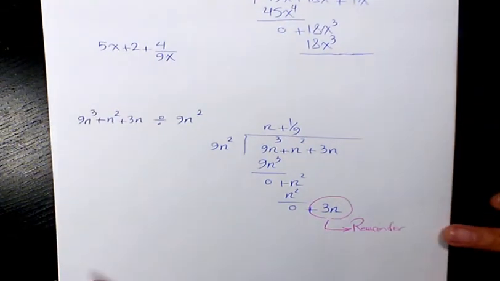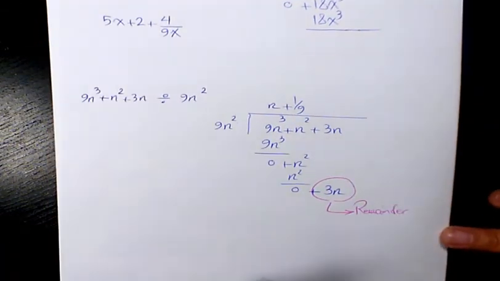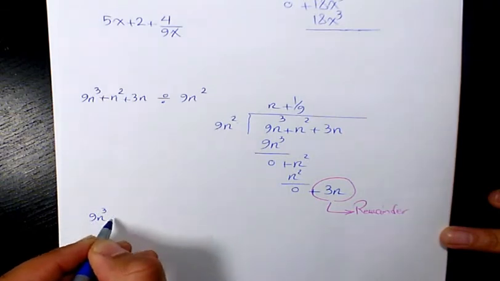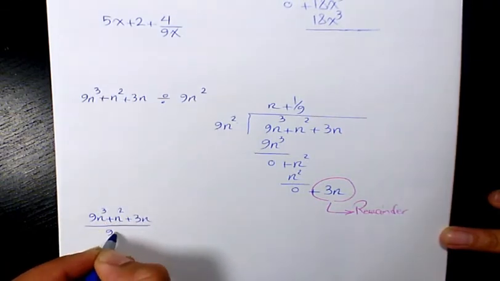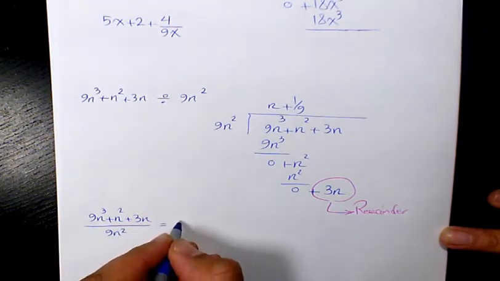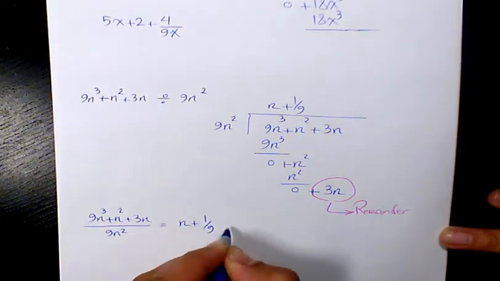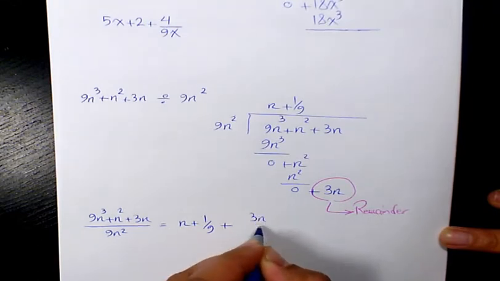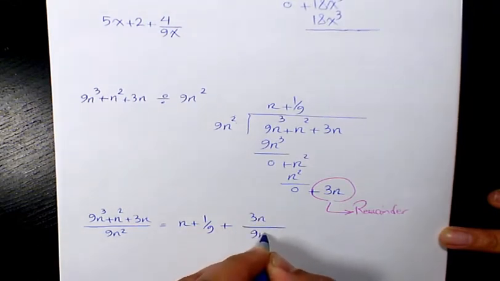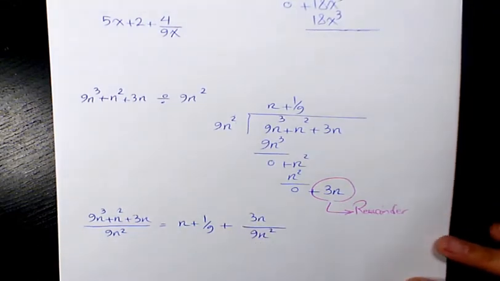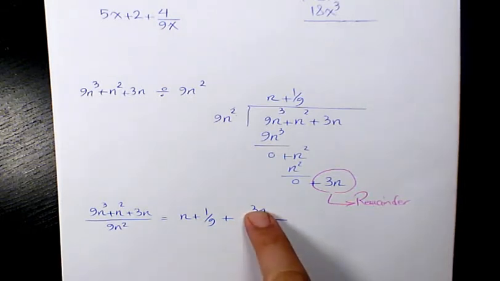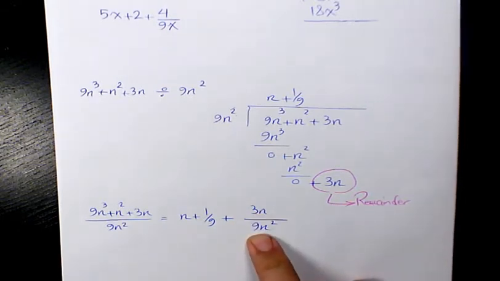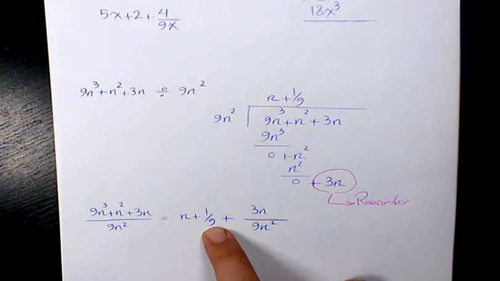So you can say that 9n cubed plus n squared plus 3n divided by 9n squared will be equal to n plus 1 over 9 plus 3n over 9n squared. We can keep it like this. So this is the remainder, and this one is the divisor, and this part is the quotient.